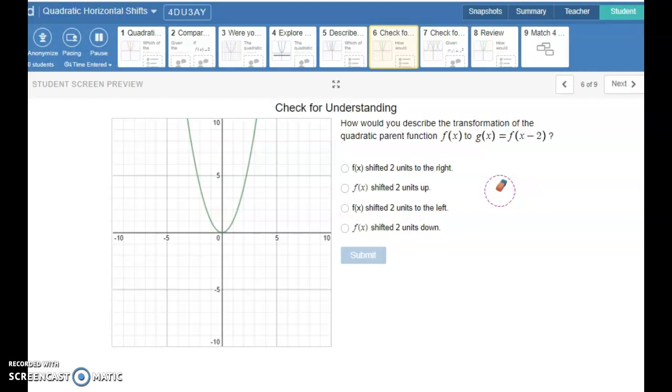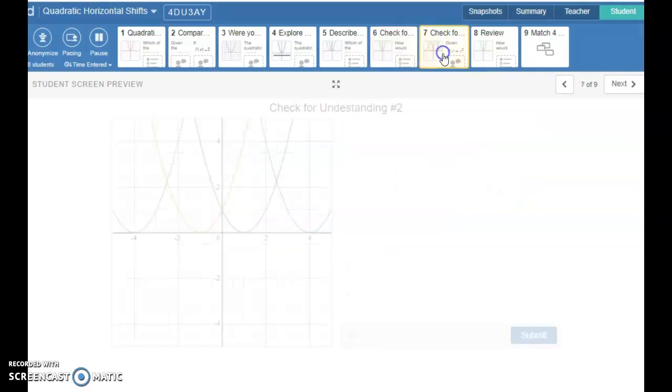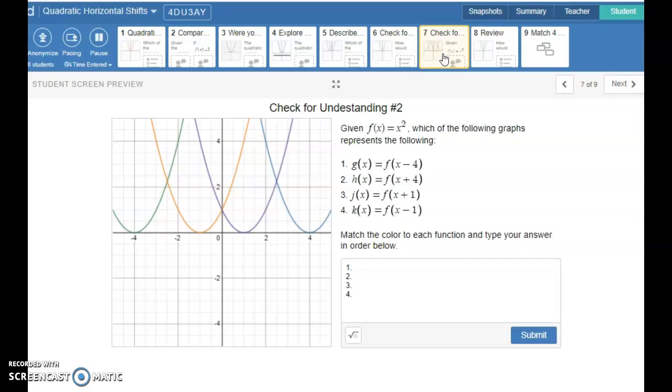Okay, slide number 7. Here we go. All you have to do is put the colors right here. So graph number 1, g of x equals f. So inside the parentheses is a -4. That means I moved to the right 4. Okay, so make sure that you write this equation down in your paper. Write down that it means that you move to the right 4.